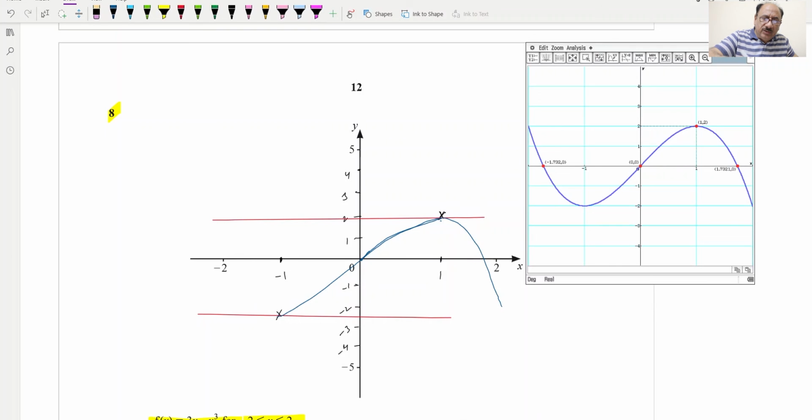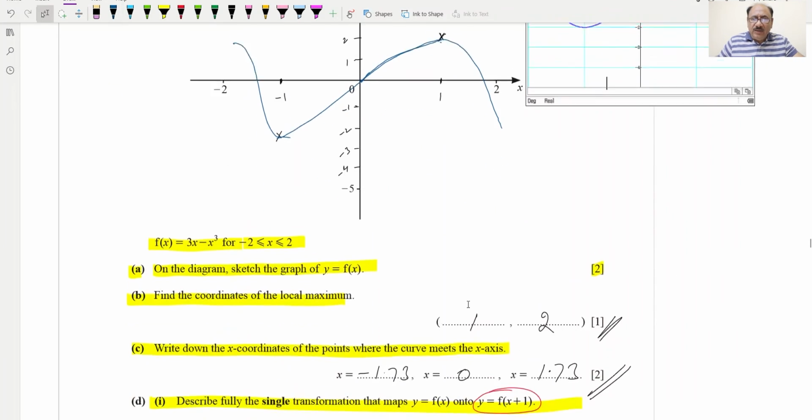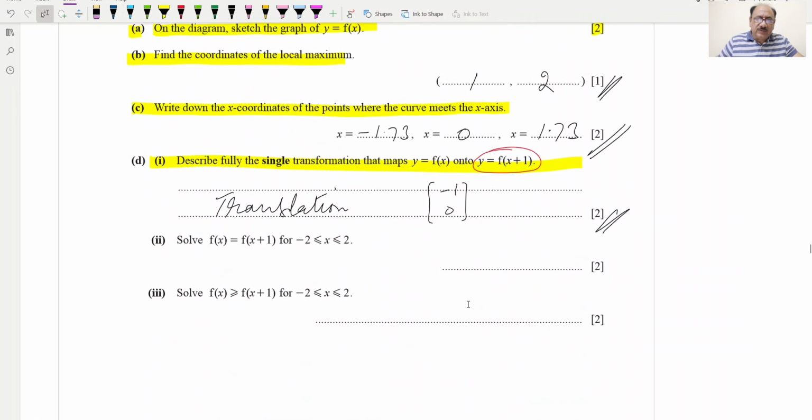If I redraw this section as well, it will be like this. So this is the rough sketch. The original graph I have shown you in this screen; you can check from here as well. Now the next section is what? The next part is this one, the second part: solve f of x equals f of x plus 1.